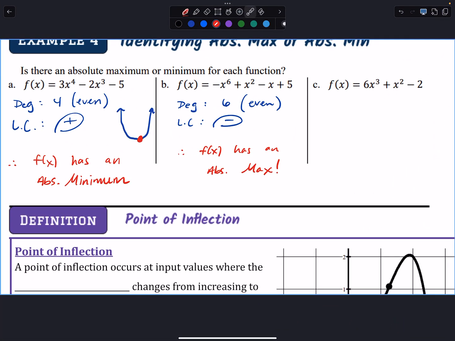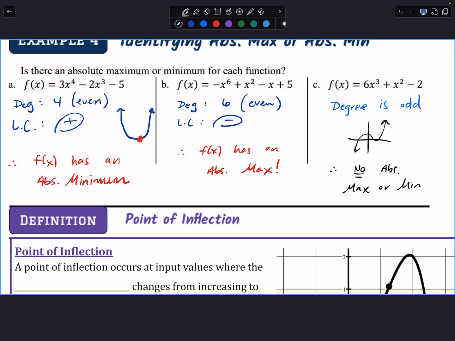The last one, this is odd, right? So the degree is odd. So just to remind you guys, is this positive or negative? Leading coefficient's positive, right? So the graph does something like this. So this is going up forever, right? And down forever. So does it have a max or min? Absolute max or min? No. So therefore, no absolute max or min. Okay.